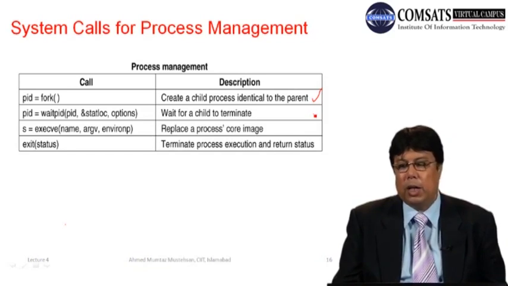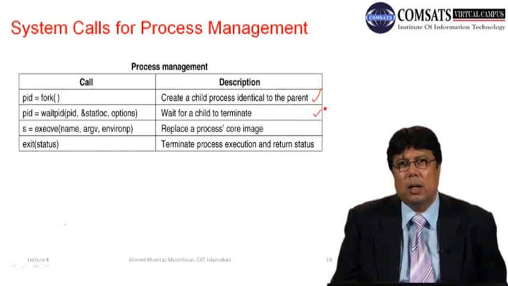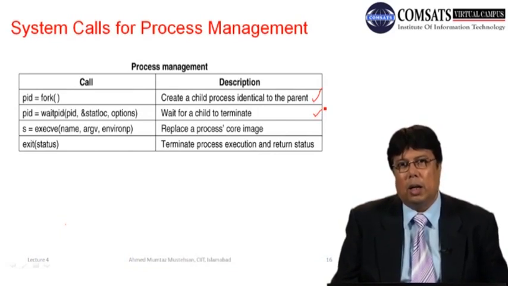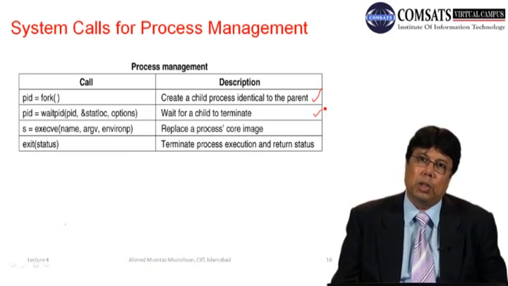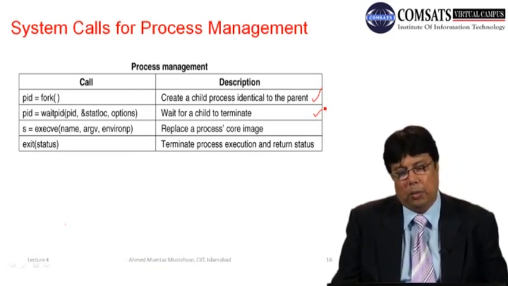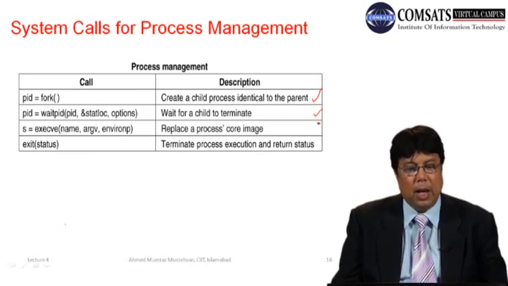Wait PID waits for the child process to terminate. So you might have assigned certain tasks. When you assign a certain task, a child process is created. It waits till the task has been completed. Once the task is completed, the child process is killed and control comes back to the calling program. So basically you put the parent process into wait mode.